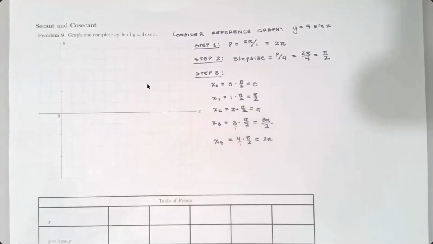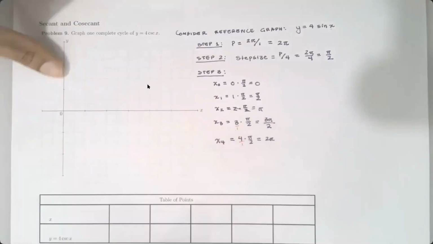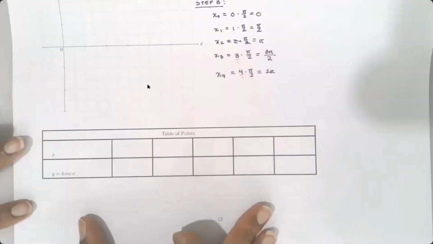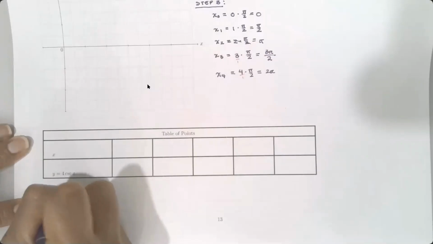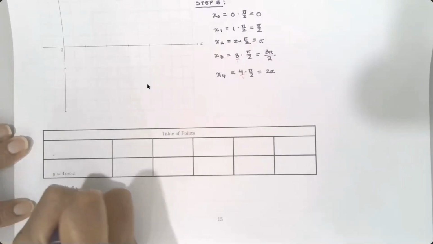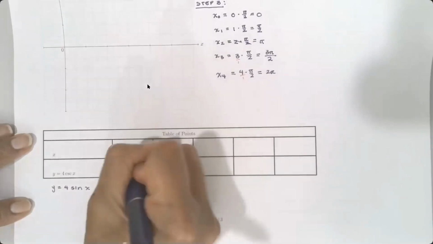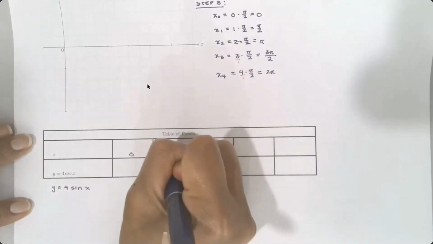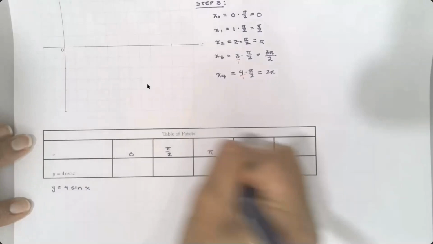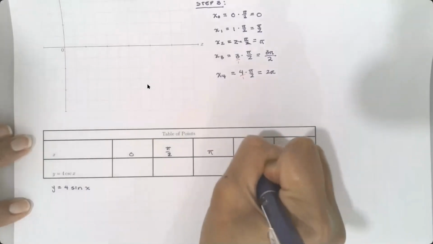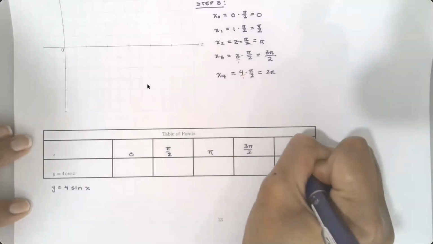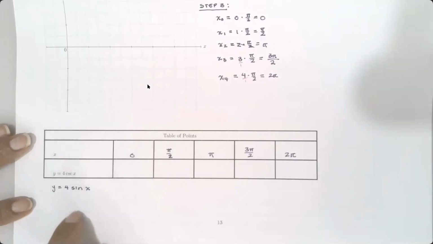All right, so remember, this is for sine of x. I'll go ahead and then on this table of points down here, create a new row that is for 4 sine of x and transfer over the x value. So that would be 0, pi over 2, pi, 3 pi over 2, and 2 pi. We're going to take those and plug them into the reference equation.